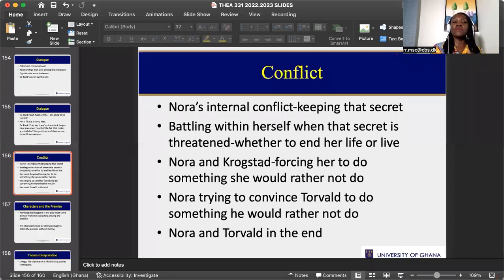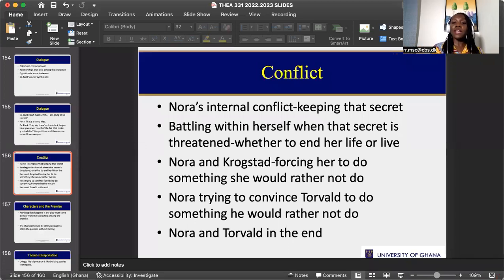When the secret is threatened, that battle as to whether to end her life or to live, thinking about the cold, icy lake, which eventually Krogstad discourages her from doing, because she herself also says she doesn't have the courage to do it. And Nora and Krogstad, where Krogstad forces her to do something she would rather not do, that is going to convince her husband to give him his job back.